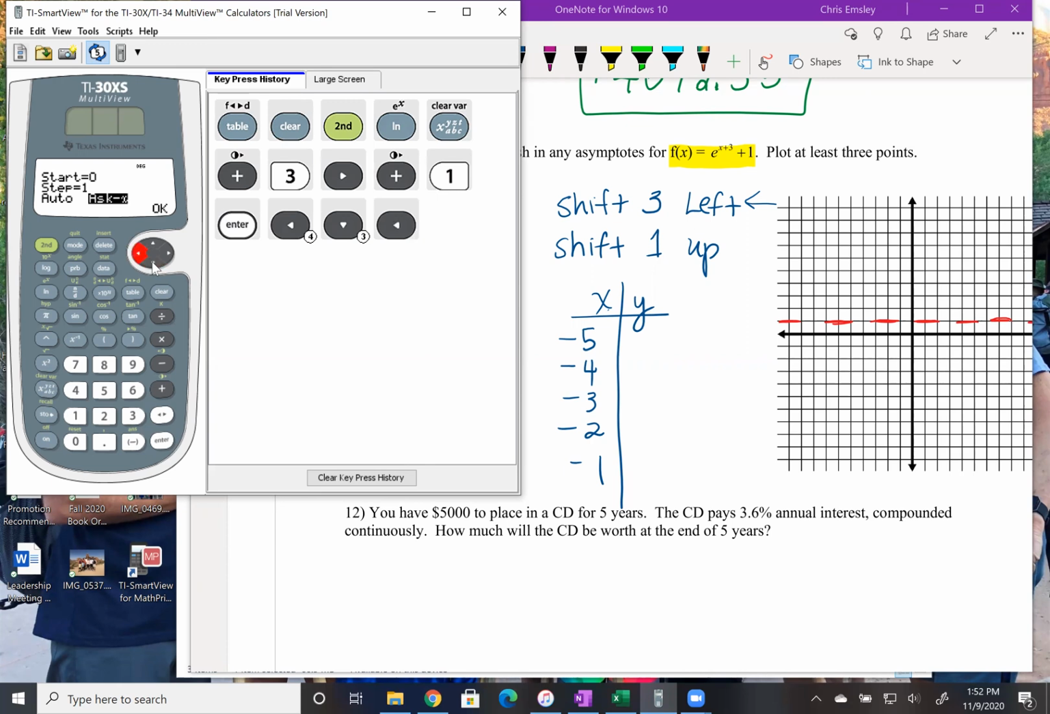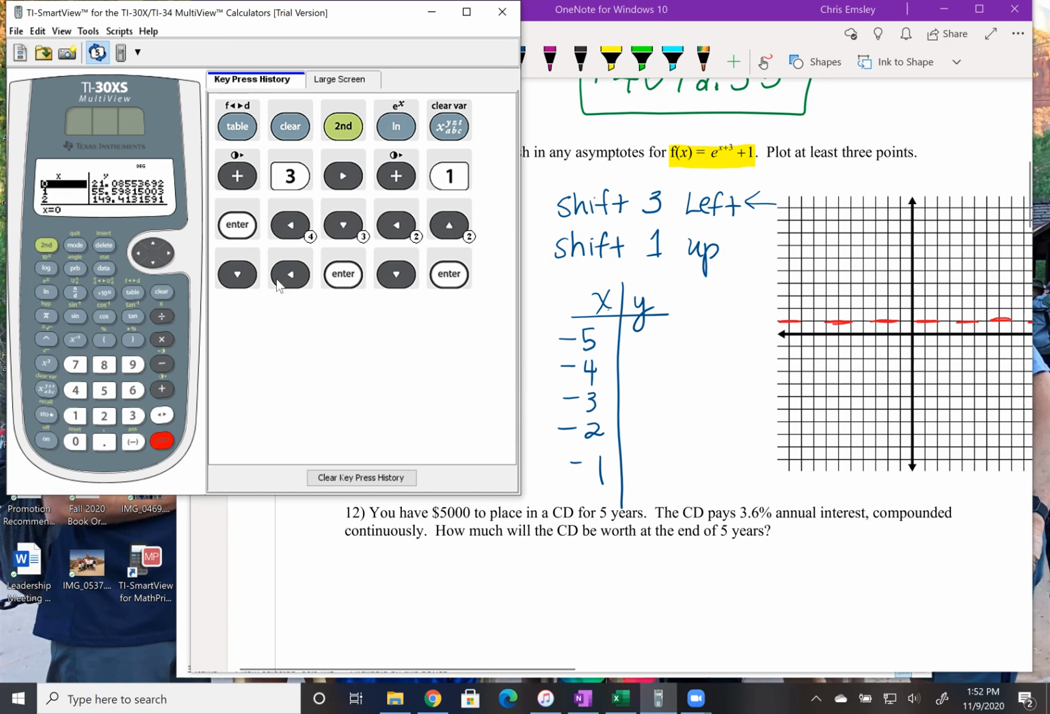Okay, so I'm having trouble getting my arrow over there if you can't tell. Up. It's because there's a lag and I'm being impatient. There we go. Auto is now flashing. So I hit enter. And then I go down and I hit enter. And you can see now it made a t-table for me already. It started at 0. I want to back up and look at some negative numbers, but I can just use my arrow to go back as far as I want.